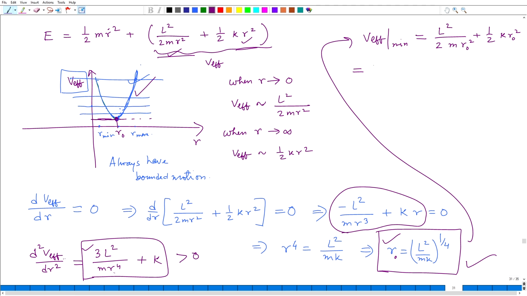If you now take this equal to L square by 2 m R0 square, and instead of half k R0 square, you can actually write R0 to the power 4. So R0 square will simply be L by root m k. I can write r0^4 by r0 square. This is just a trick to write it in a convenient way. You can write whatever you want.